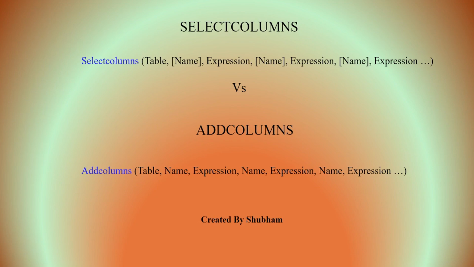If we talk about the syntax, the syntax of both the functions is almost the same, which is table name, then the name and the expression. But the minor difference is that in SELECTCOLUMNS, the name parameter is optional, which is in the square brackets, but in ADDCOLUMNS, the name parameter is mandatory. So this is the minor difference in the syntax of SELECTCOLUMNS versus ADDCOLUMNS. Now let's move towards the Power BI Desktop screen, and first let's see the practical, and after that we will cover the definition as well as the differences.